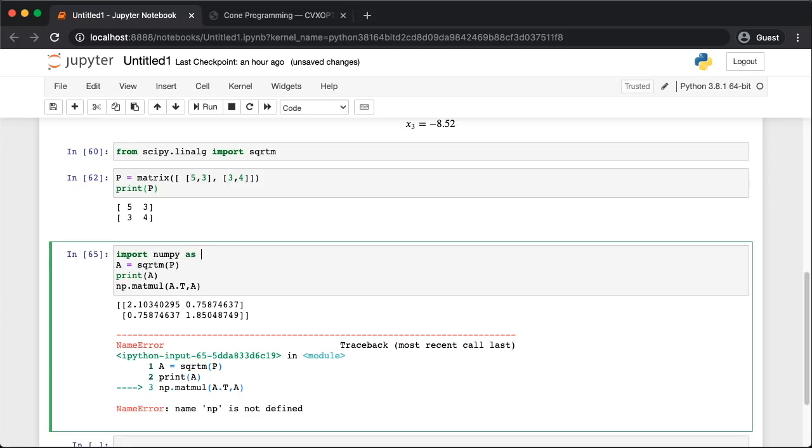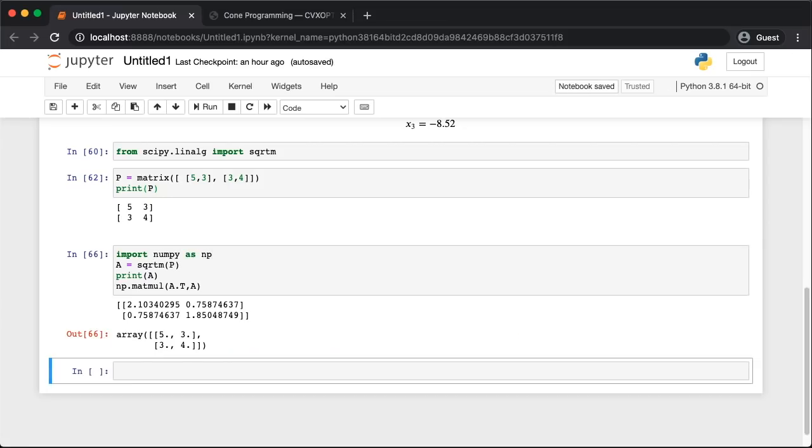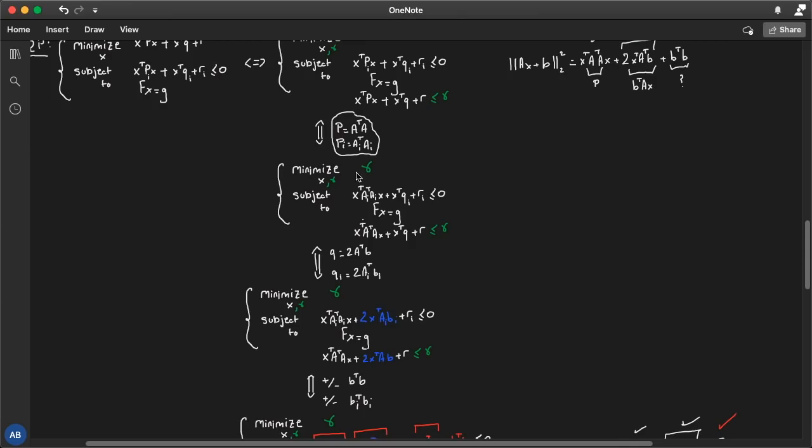import numpy as np. And there you go. So A transpose A is indeed P. That is 5334. Okay? So that's one thing to keep in mind because you need your A. That's one way of extracting A from P.